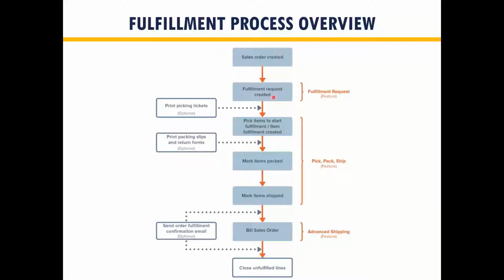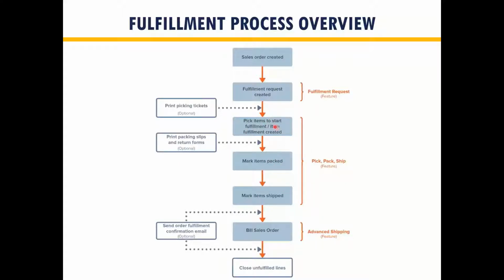So the sales order is created, a fulfillment request is created, and there's a couple of different ways to do this, but one of the standard flows is to print a picking ticket. That gives your warehouse the instructions of where you need to go pick that product from your shelf. So you pick the items to start the fulfillment. An item fulfillment record is created in NetSuite. From here, an option is to print packing slips and return forms to put in the package to send to your customer. And then there's basically three stages to an item fulfillment. There's a picked stage, a packed stage, and a shipped stage.